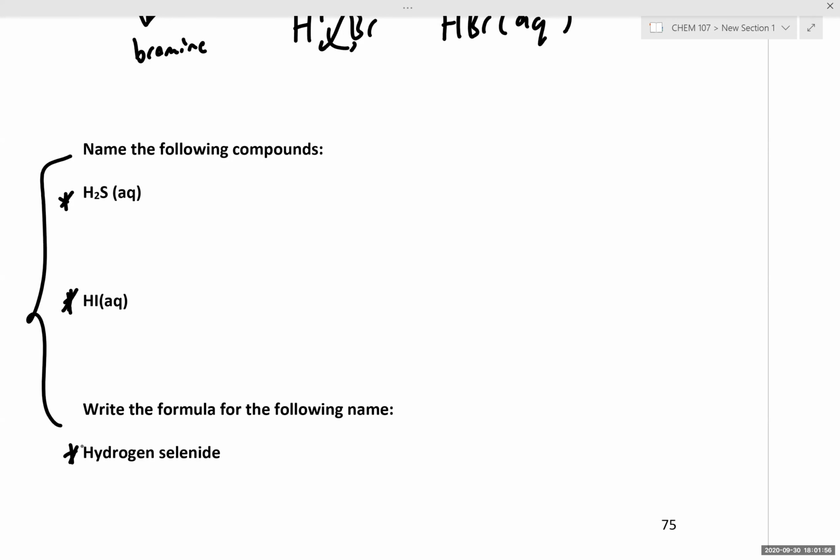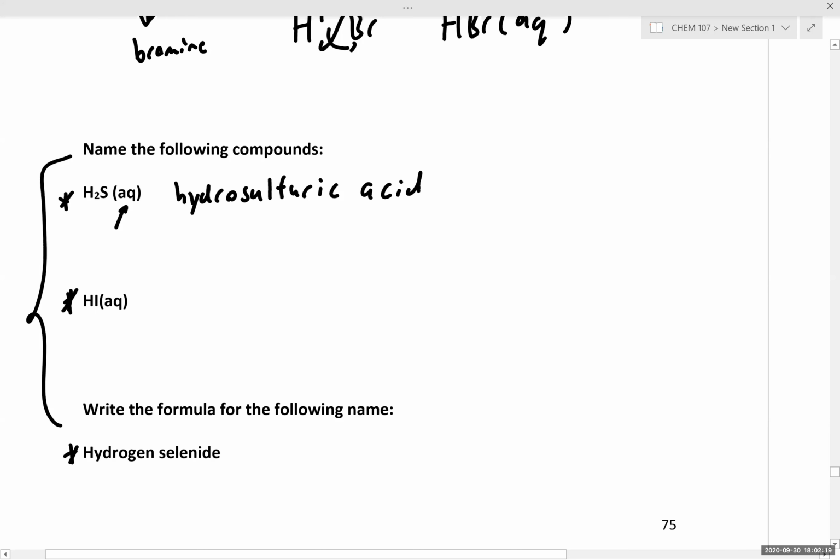Okay, so for H2S, we see the aqueous symbol, so we need to use the hydro prefix. For sulfur, we use the stem of sulfur, then change the ending to IC. So this is hydrosulfuric acid. For HI, again, we use the hydro prefix. For I, we use the prefix of iode, and then we change the ending to IC, so it's hydroiodic, and then we end the name with acid.